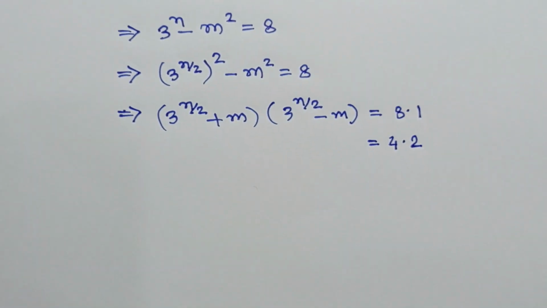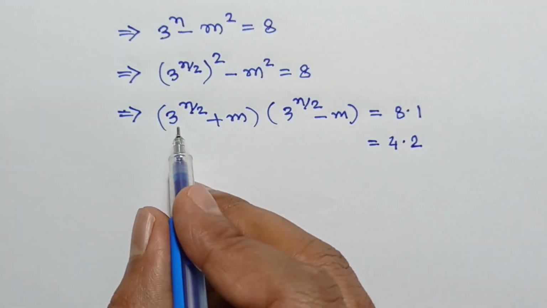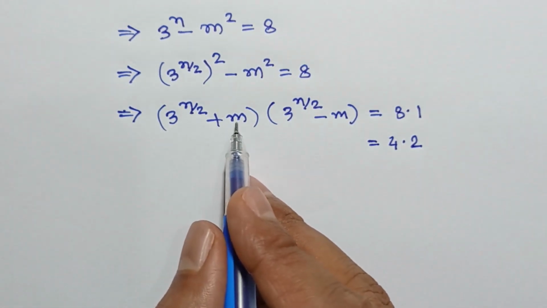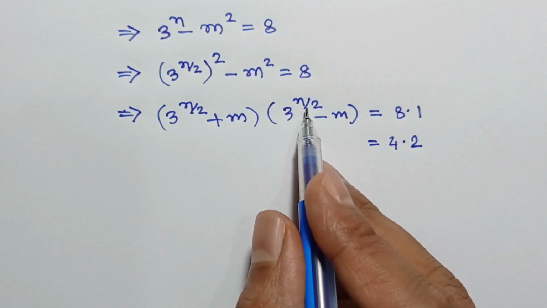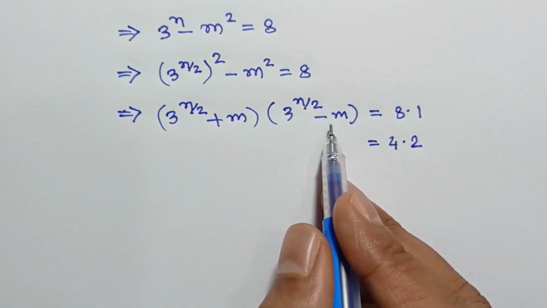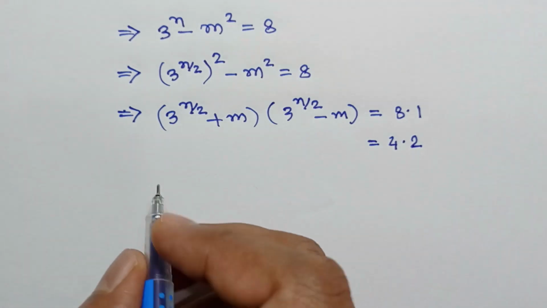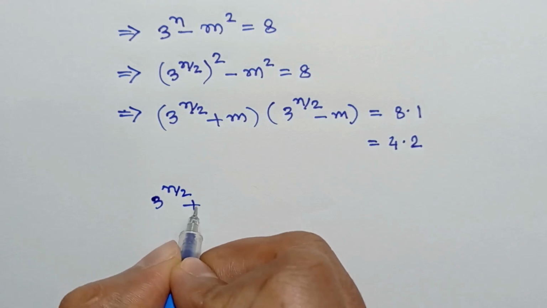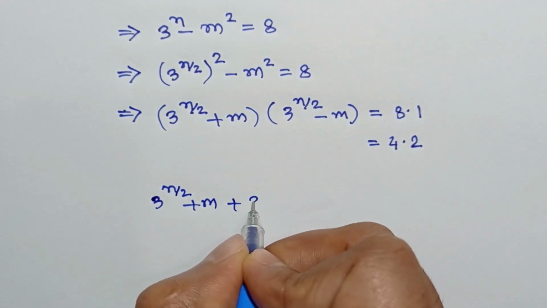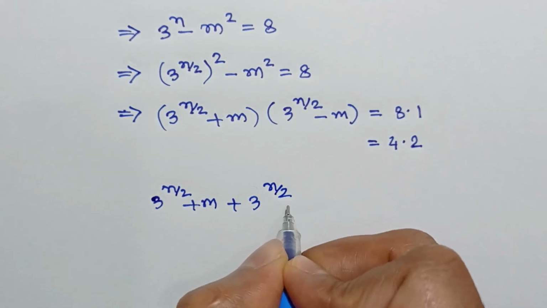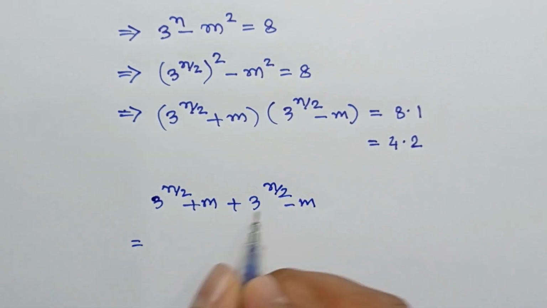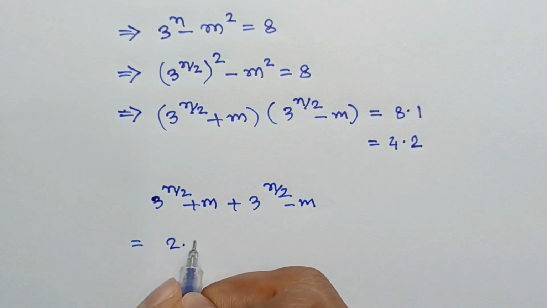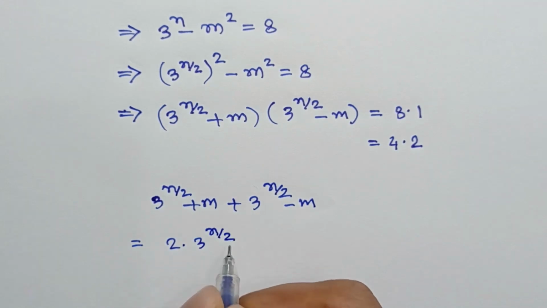Now the product of the left side is 3 to the power n over 2 plus m and 3 to the power n over 2 minus m. The sum of these is 3 to the power n over 2 plus m plus 3 to the power n over 2 minus m. Here m and m will cancel out, so it will be 2 times 3 to the power n over 2.